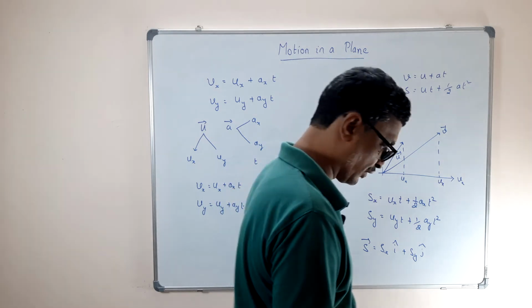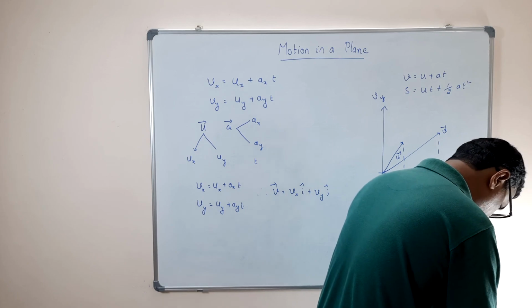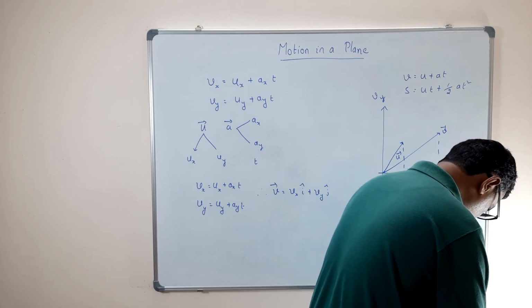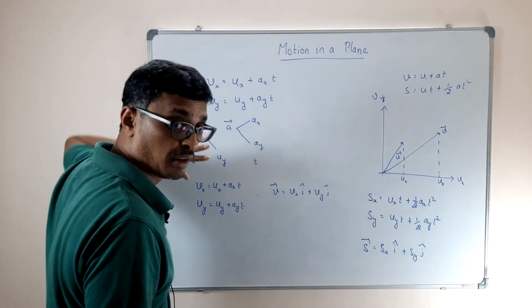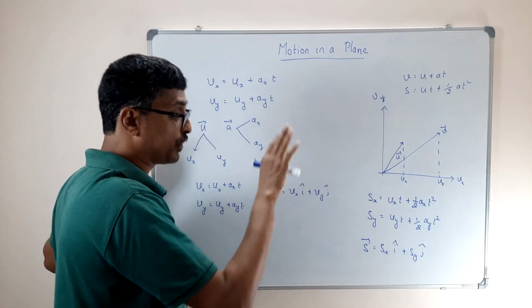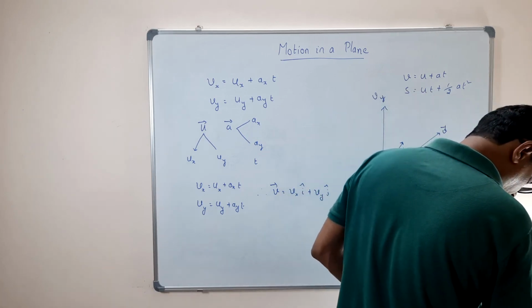Got it? So this is how your equations of motion can be attained for an object traveling in a plane. Remember, this is for uniform acceleration. We are dealing only with the case where the motions are defined for uniform acceleration. That's all.